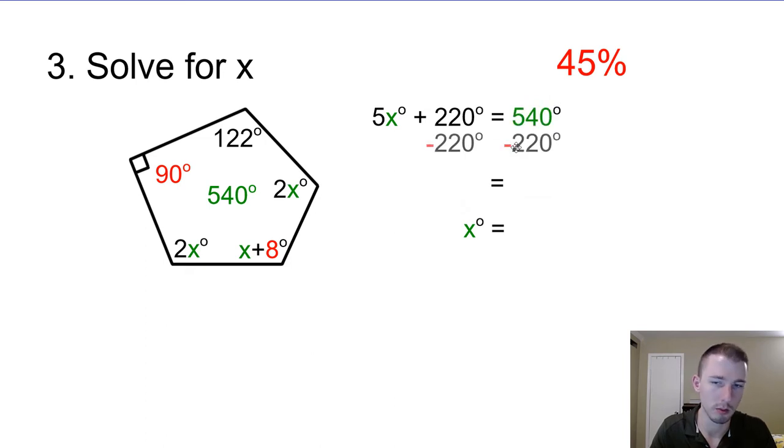Then we subtract 220 from both sides. We get 5x is equal to the difference of 32. So x is going to be equal to, in this case, 64 degrees. So something similar to that. The problems that we saw, again, not that you forgot the 90, which was something I already warned you about, but you forgot the 8 degrees that was with this constant term here as well.